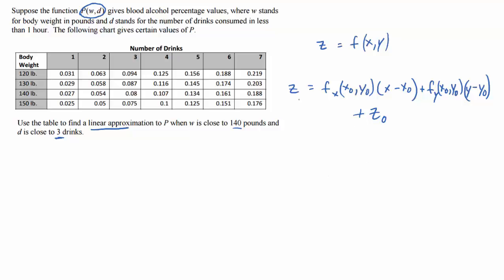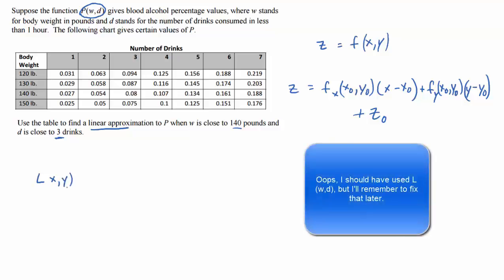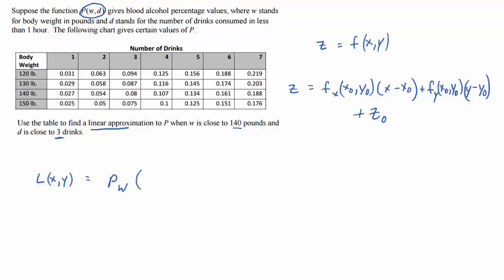So what does it look like when we change f to P? Well, it doesn't look that much different. We'll say that our linearization will use the L of x, y notation, and that's equal to the partial of P with respect to W evaluated at 140 pounds, 3 drinks, times W minus 140. So that's like your x minus x naught right there.